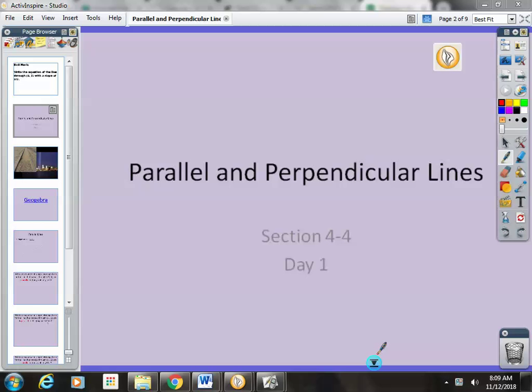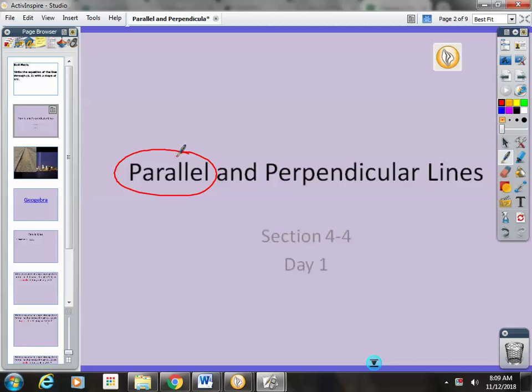Section 4.4 on parallel and perpendicular lines. In this section, we're going to be writing linear equations in slope-intercept form, just like we were back in section 4.2. But this time, they're going to focus on lines that are parallel or lines that are perpendicular. For today's lesson, our focus is only on those lines that are parallel.